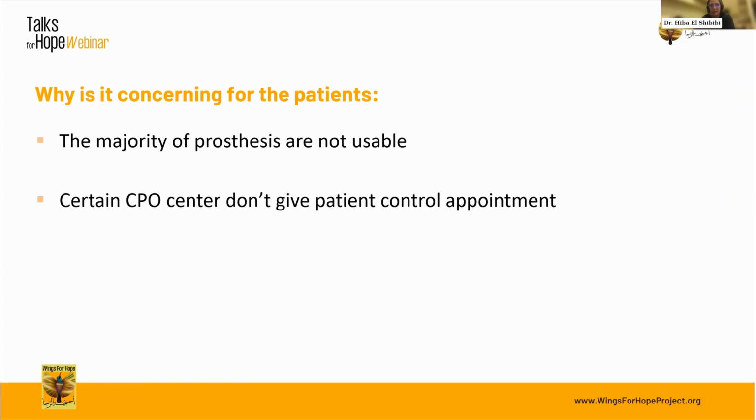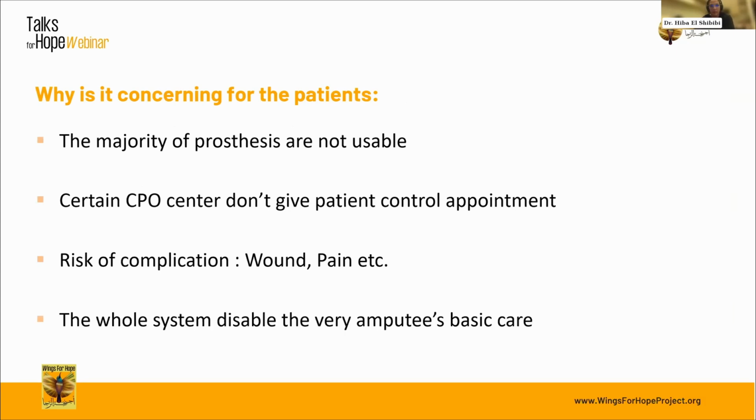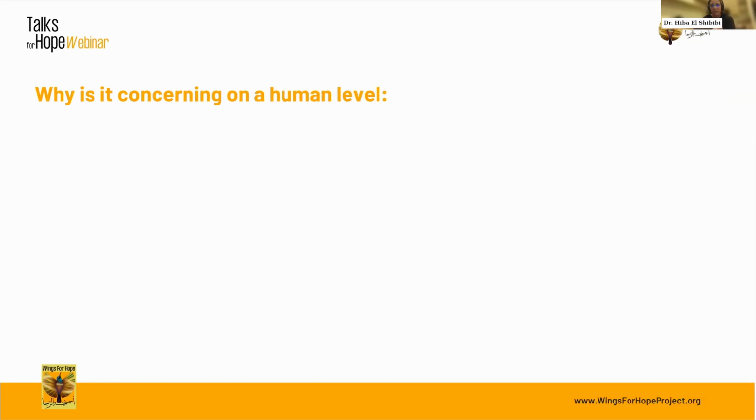Because of this system, you have CPO centers that don't give patient control appointments. There is risk of complication, and the whole system is disabling basic amputee care. Why is it concerning on a human level? It is unmasking unethical practices.